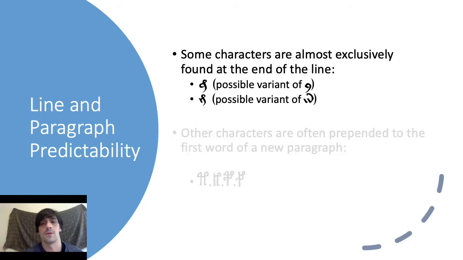And beyond the level of the word, there are certain characters which correspond to particular places in the page. So some characters are almost exclusively found as the last word on a line. And these characters are probably variants of other characters. I say that because of a resemblance and because they are usually found as the last word in words that are very commonly spelled differently elsewhere. So I think that we can have some level of confidence that these are line final variants. So this is the way that you write this character if it's at the end of a line.